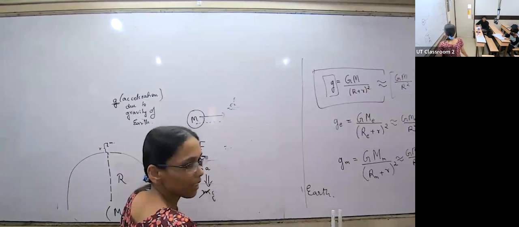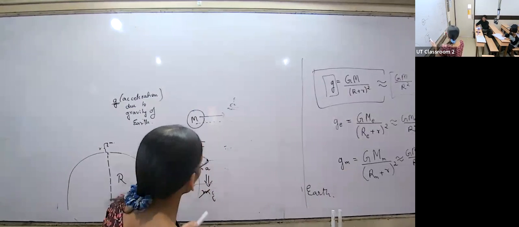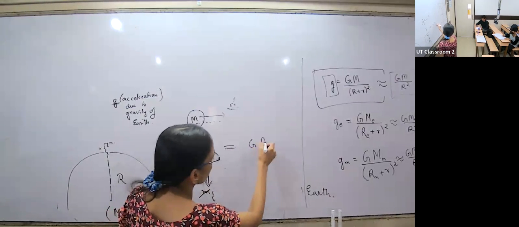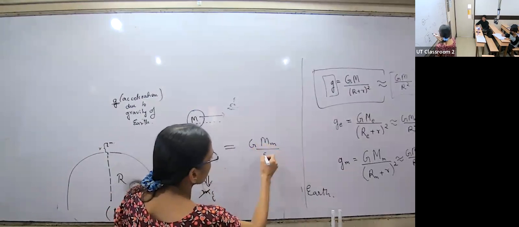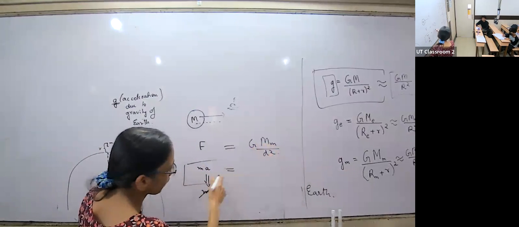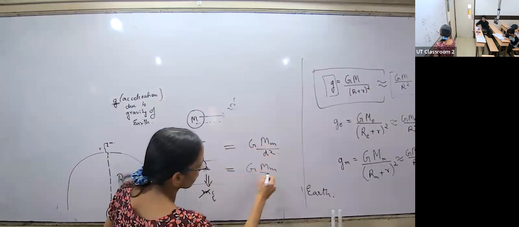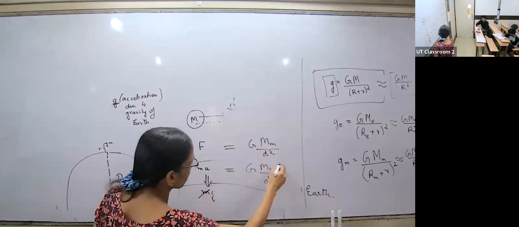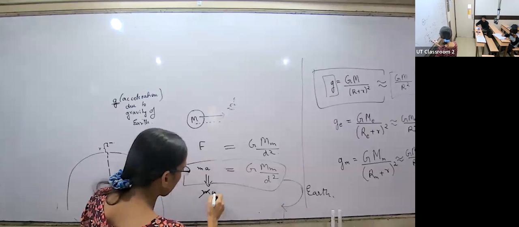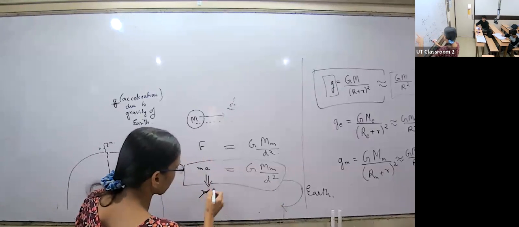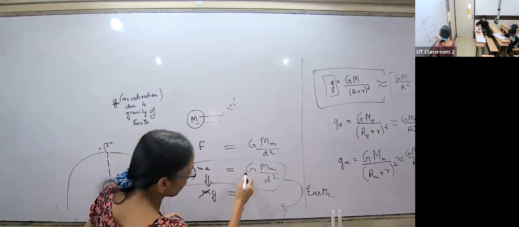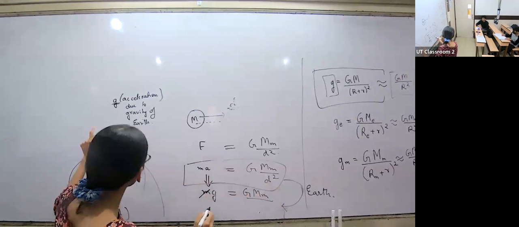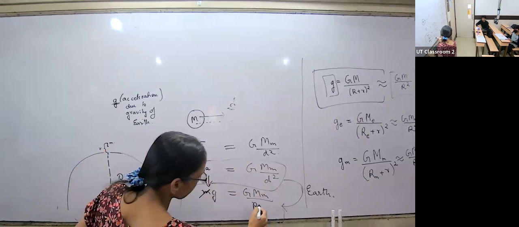I thought this was done, and the values. Where are we? What was this? This was our last class relation. G M m by R square, and we have replaced this. This is kept as it is, and then we substitute this with respect to R. So this becomes g, acceleration due to gravity, and this is G M m by (R plus h) square.